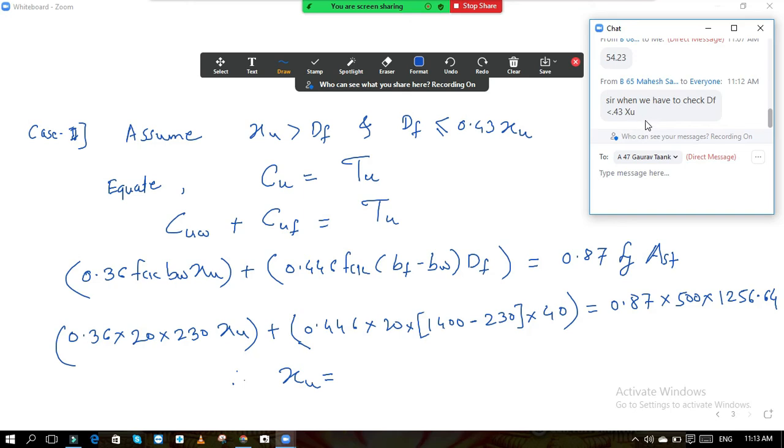So unless and until you calculate the value of XU, how are you going to check that DF is less than 0.43 XU or more than 0.43 XU? Okay, when we have to check means after the calculation of the value of XU, then only you can check that your DF is less than 0.43 XU or DF is more than 0.43 XU.